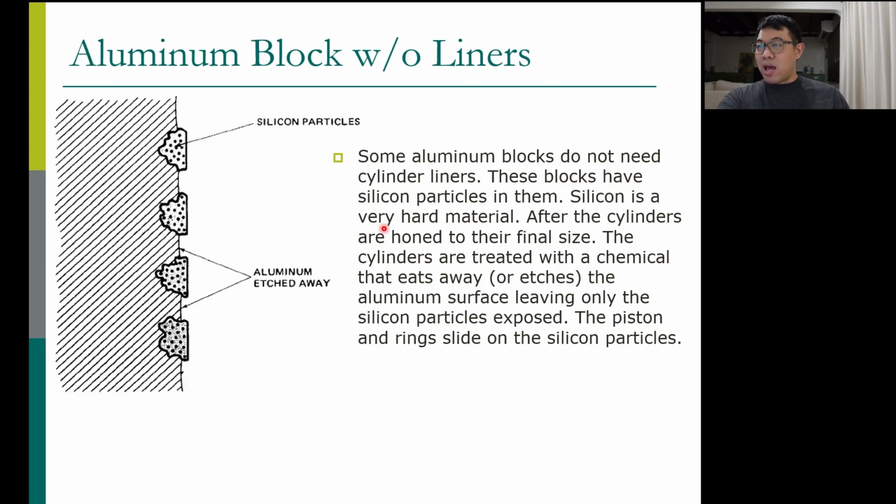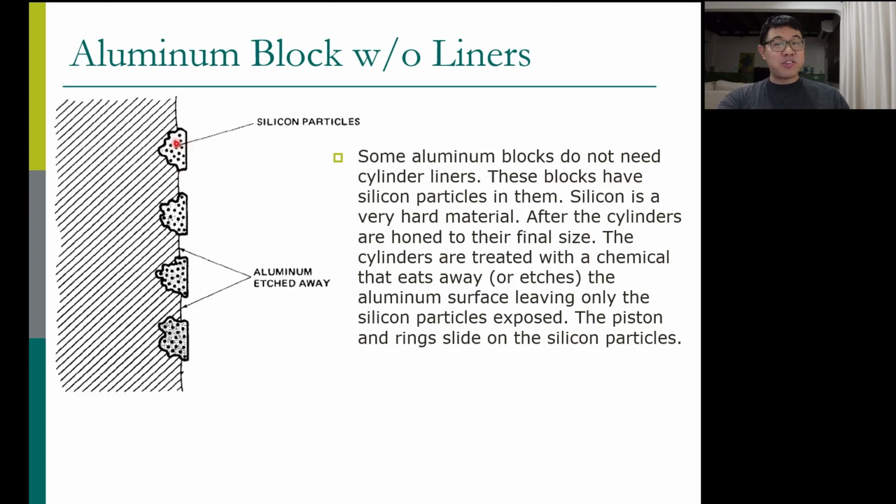And then after that, when the cylinders are honed, so when you drill the cylinders to the final size, it is treated with some chemical that eats away the aluminum surface. So this is a cylinder wall. After you make the cylinders, you put some chemical there to eat away this aluminum, just a little bit. Now, when the piston moves up and down, it doesn't scratch the aluminum. It scratches this silicon particle.